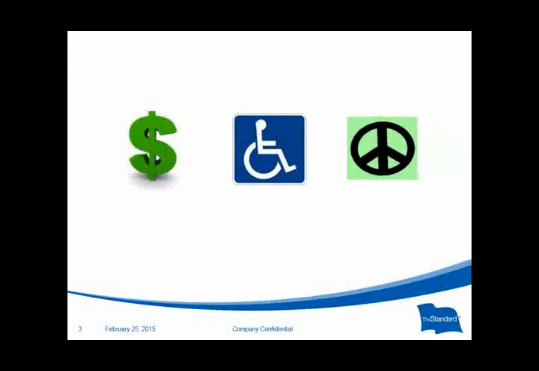When we talk disability insurance, I like to talk about money. Money is what we're fashioned on. Money is what we focus on. Money is what we concentrate on. Money is what we work towards. And I like to talk about money. And then I like to talk about disability. And then I like to talk about peace of mind. And so those are three symbols. They're generic. They can be used with any carrier.